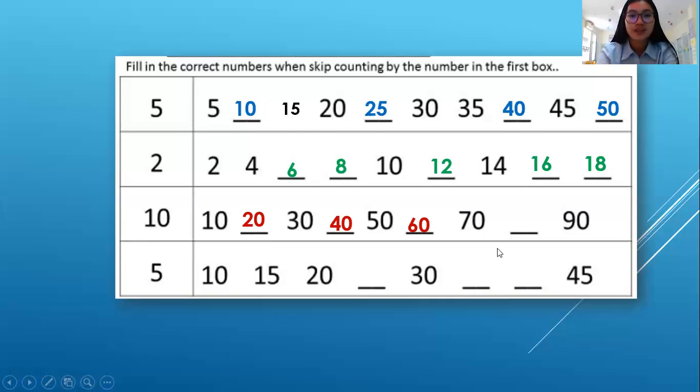All right. Last row, class. So we need to keep counting by 5. Okay, so 10, 15, 20. The missing number is 25. And next is 25, 30. Next is 35 and 40. And last number will be 45.